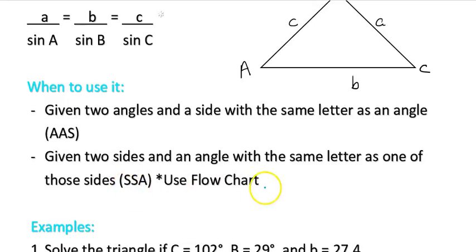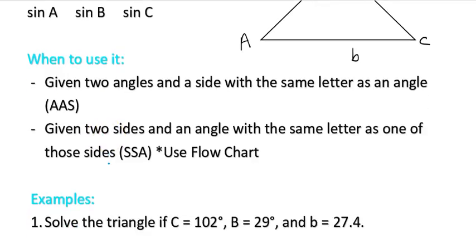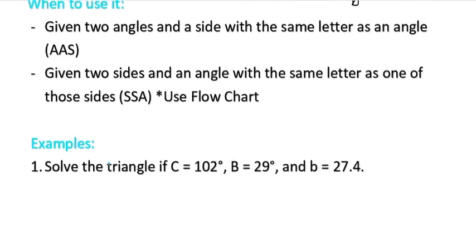This is where we need to use a flowchart that I have made, and I'll show you in just a minute. Because when you have this situation, you might have no solution. You might have one solution, or you might have two solutions. And so I've kind of condensed what can happen and put it into a flowchart that you can use to decide which kind of problem it's going to be. Before we get into that, though, I'm going to do an example of the first kind, the two angles and the side with the same letter as that angle. So here's example 1.